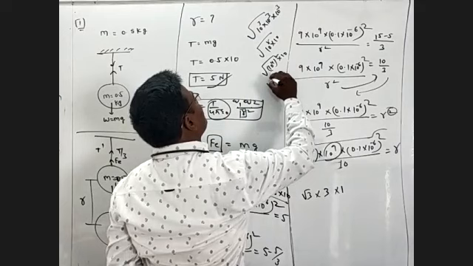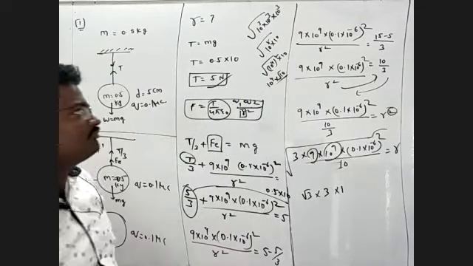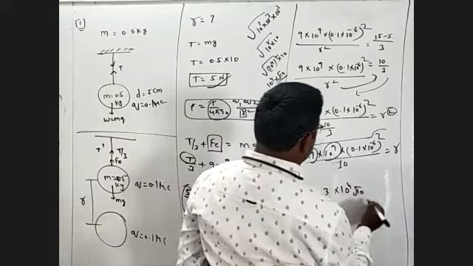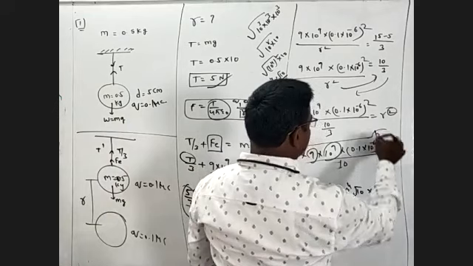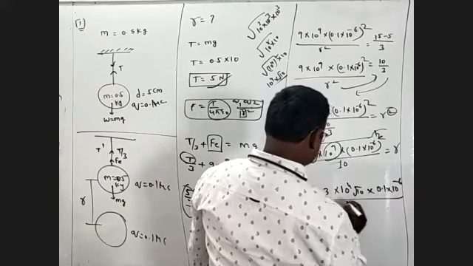So what is the value? 10 power of 4 into root 10. You can write it, this is 10 power of 4 into root 10. Square and root cancel, 0.1 into 10 power of minus 6 by 10.